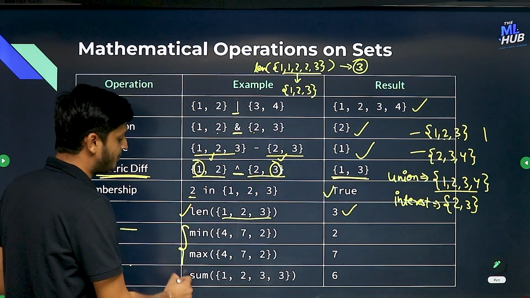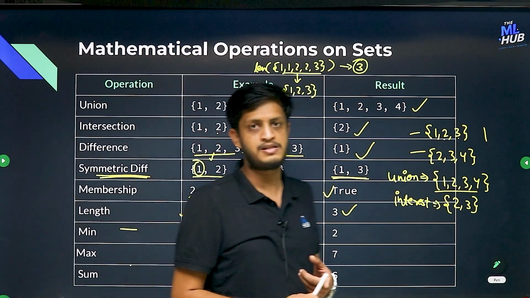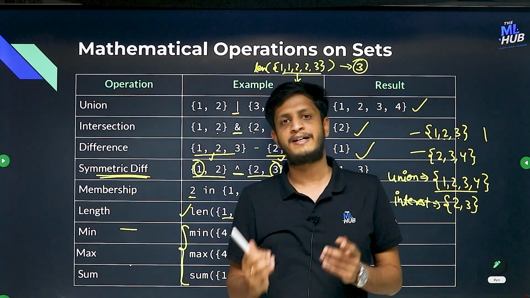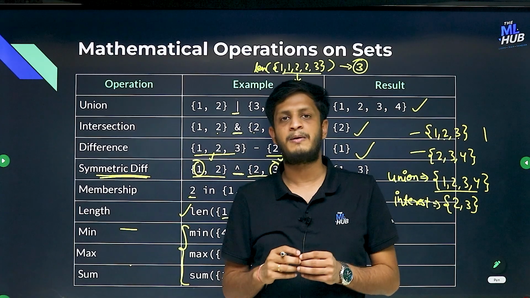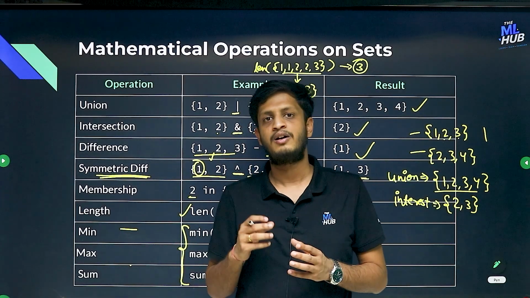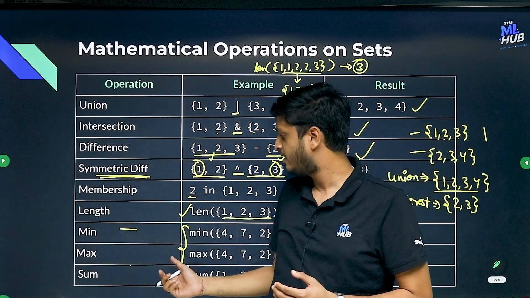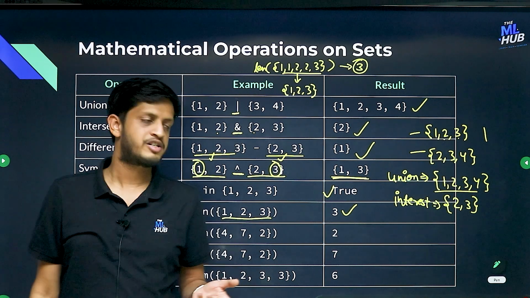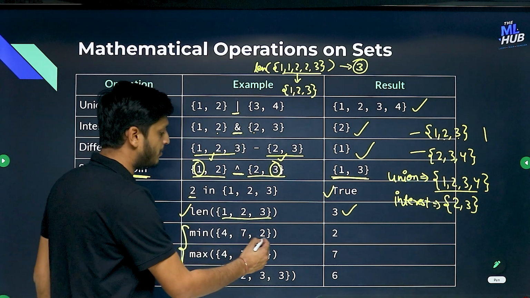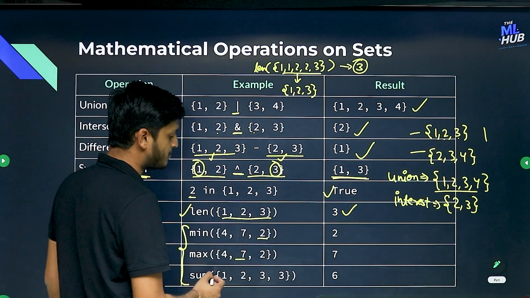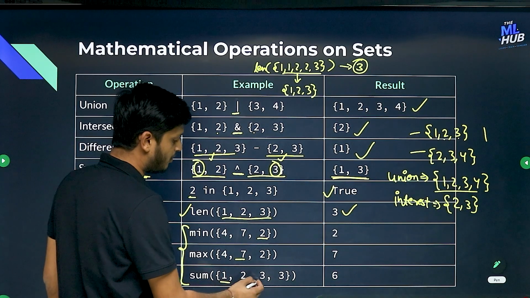Then the min, max and sum functions we have already seen for lists and tuples. In the same way they can work for sets as well. If you want to find the minimum element, maximum element, or the sum of all the elements in a set, you can use the min, max or sum function. Min gives you the minimum element, max gives you the maximum element, and sum gives you the sum of all the elements.